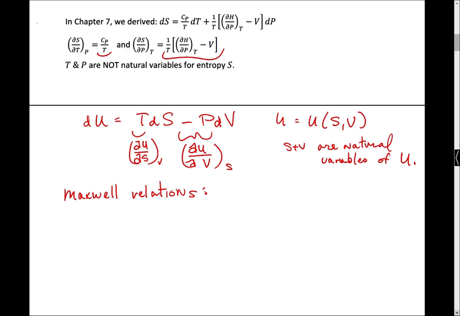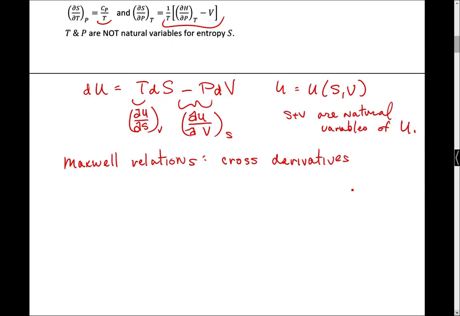At the outset, we need to define what they are. They are the cross derivatives for these differential equations. So they're cross derivatives. For this particular example, we've established that dU/dS is the same as T. So if I want to take the cross derivative, that's going to be dT.